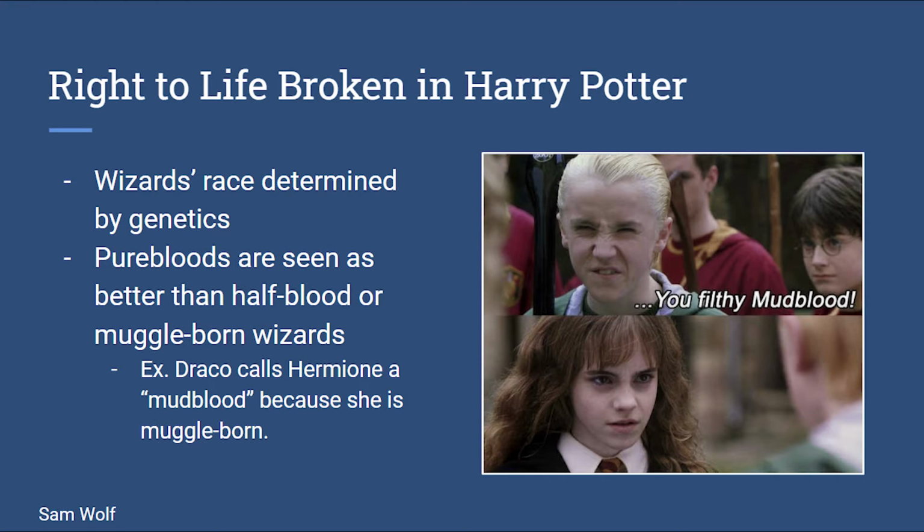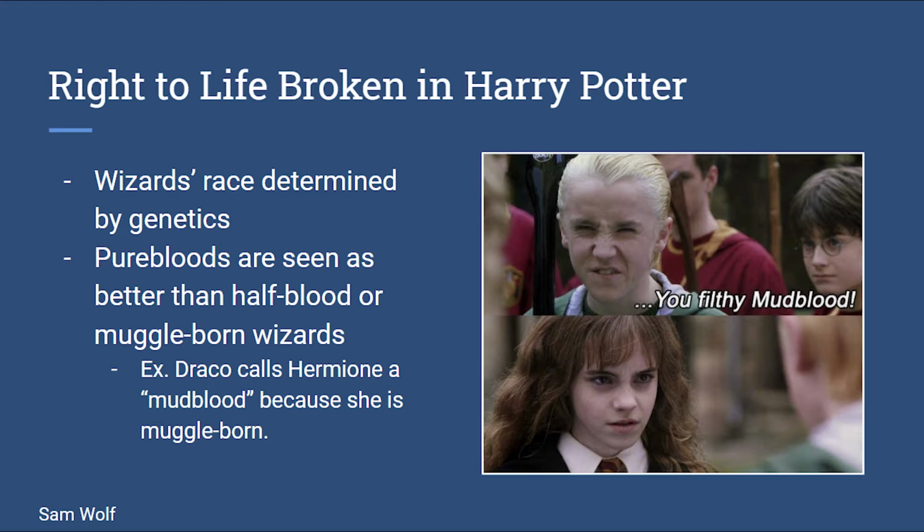There are also times in Harry Potter where the right to life is broken and wizards are discriminated against. In Harry Potter, wizards' race is defined by their genetics and who their parents are. The four races are purebloods, half-bloods, muggleborns, and muggles. Voldemort and his Death Eaters believe that wizards who are purebloods, wizards that descend from other witches and wizards, should be in a place of power, and the other races are below them.